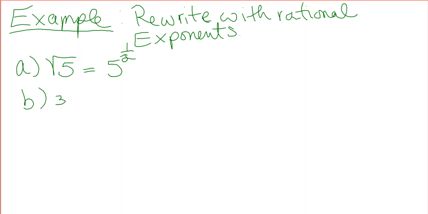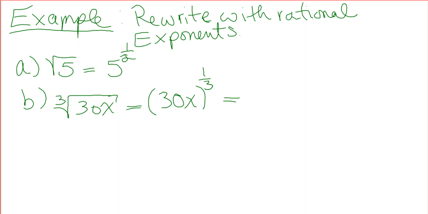And then let's do the third root of 30x. So everything's being rooted by the cube root, so everything needs that 1/3 power. So you could write this as 30x to the 1/3. Or you can distribute that power, and it really doesn't matter. You can do either or. You can do 30 to the 1/3 x to the 1/3, so that they both get that 1/3 power.